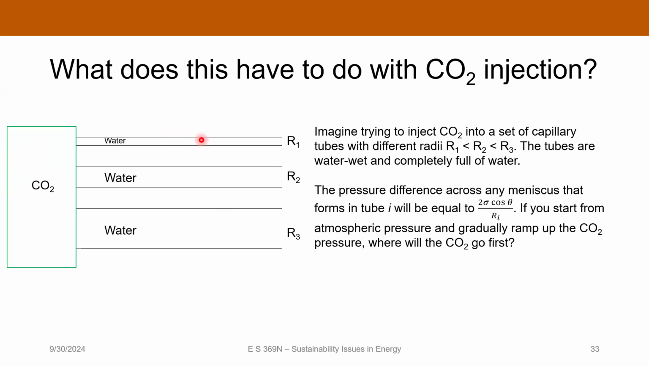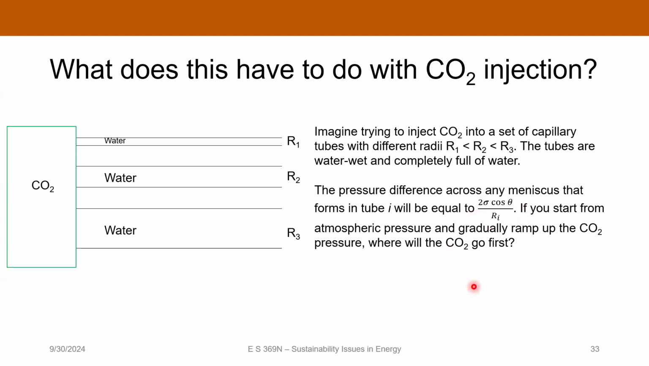So because these tubes are made of glass, water is going to be the wetting phase, and CO2 is not going to be the wetting phase. Okay, so we know that if you push a little bit of CO2 into any one of these tubes, you'll form a CO2 water interface, which will have some curvature to it because CO2 is not wetting, and there will be a pressure discontinuity across that. And we know that the magnitude of that pressure difference is going to be given by Washburn's equation here.